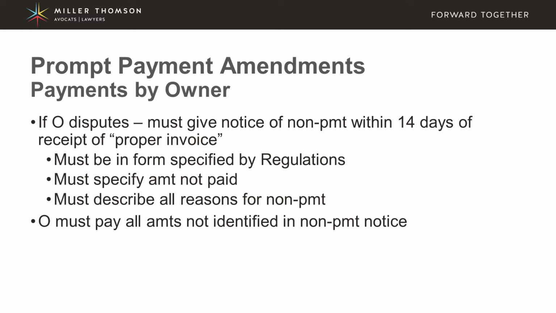Now, this notice of non-payment has to be in a specific form that will be specified by the regulations. It has to specify the amount that the owner is refusing to pay, and it has to describe the reasons for why the owner is refusing to pay either the entire invoice or portions of the invoice. If the owner only identifies certain portions of the invoice in the notice of non-payment, then it must pay all the other portions of the invoice that it has not included in the notice of non-payment.